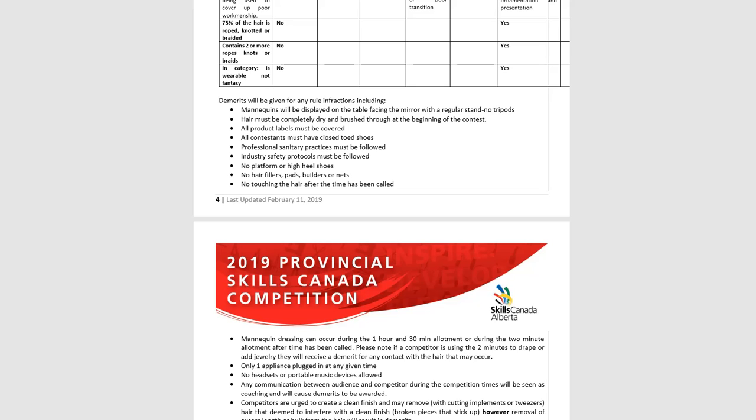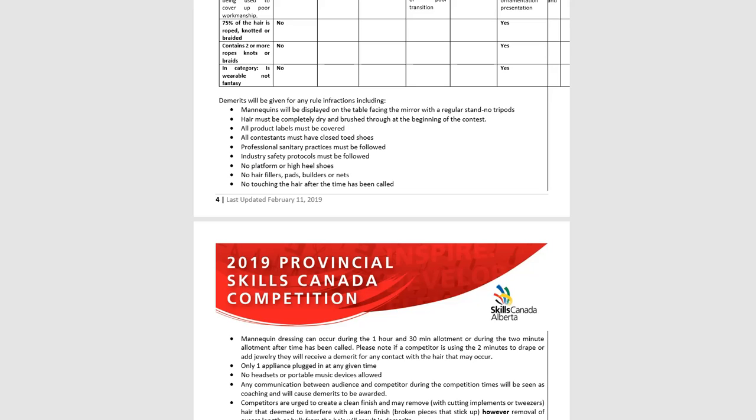Demerits will be given for any of the rule infractions, including: mannequins must be displayed on the table facing the mirror with a regular stand. We don't use tripods. Hair must be completely dried and brushed through at the beginning of the contest. All product labels must be covered. All contestants must have closed-toed shoes.